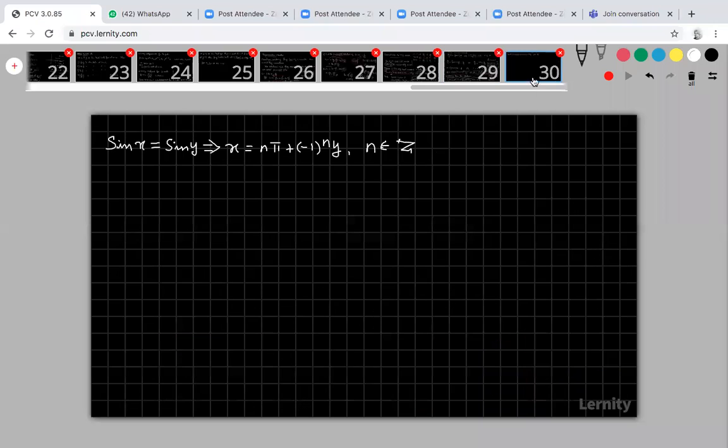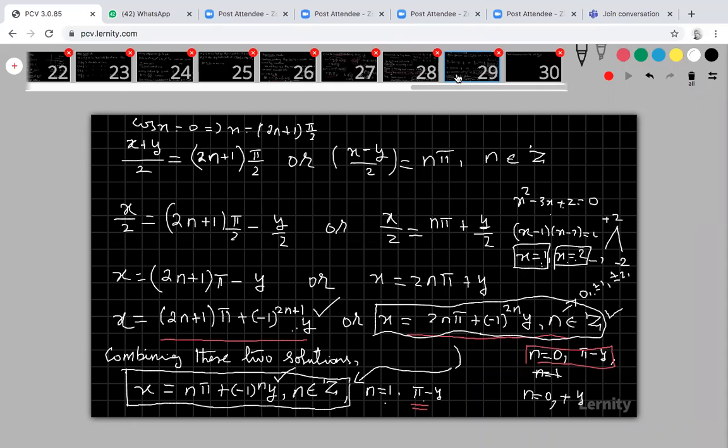Right. So come to that. This is the result. Please try to understand this result. Somebody is asking about the previous slide.